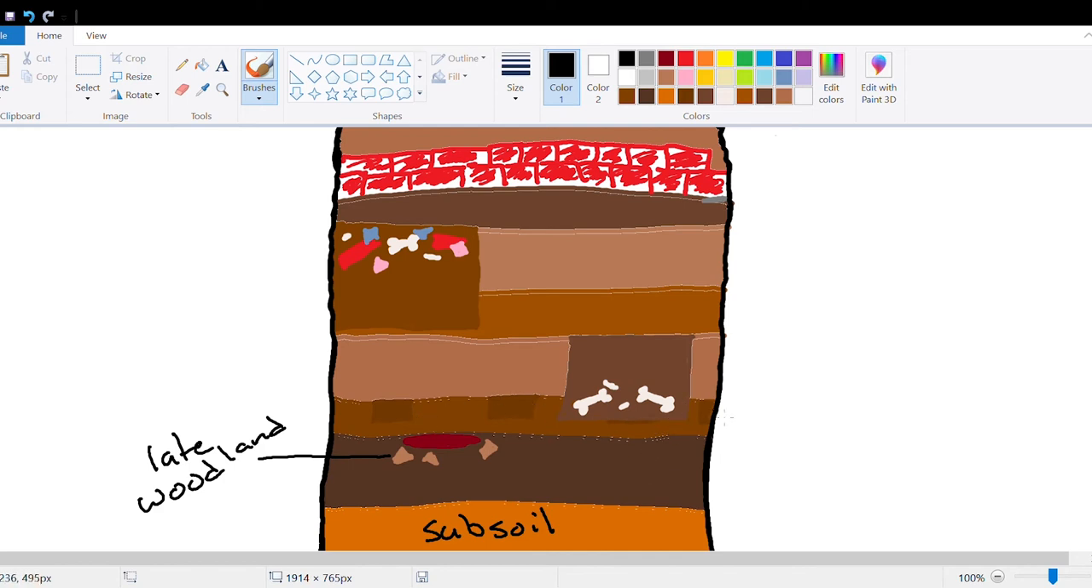Now, something spaced so regularly like that seems like it would probably be part of a building, maybe. But because there's no artifacts there, we can't say for sure. But we know that it was done after the Late Woodland period.